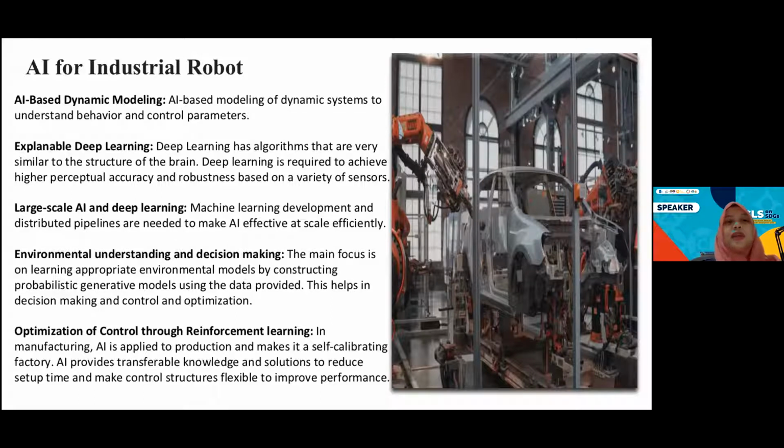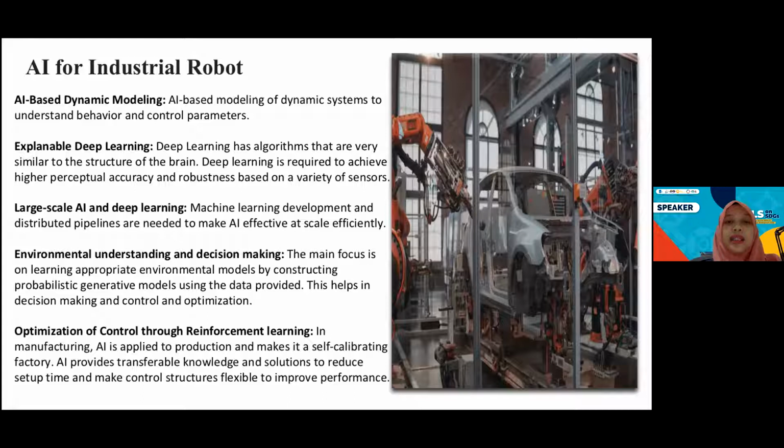The second point is explainable deep learning. Deep learning has algorithms that are very similar to the structure of the brain. Why? Because in machine learning, we need to do feature extraction and then input it to the machine learning algorithm. But in deep learning, the feature extraction is also done by an algorithm within deep learning. We don't need to do feature extraction ourselves because deep learning has a process for it.